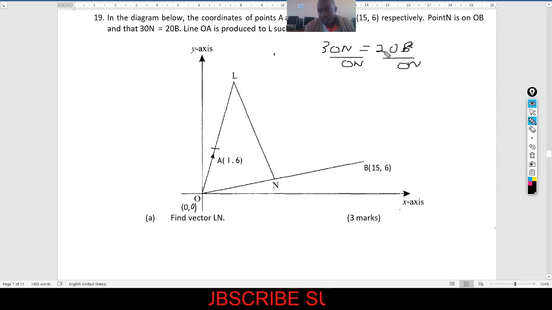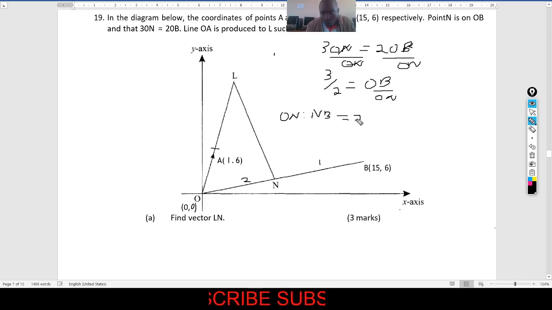If I divide by ON and bring 2 to the other side, it will be 3/2 equals OB over ON. This tells me that from O to N is 2 and O to B is 3, so that means N to B is 1. So the ratio of ON to NB equals 2 is to 1. And then I also interpret the other one. Line OA is produced to L, so that OL is 3OA.